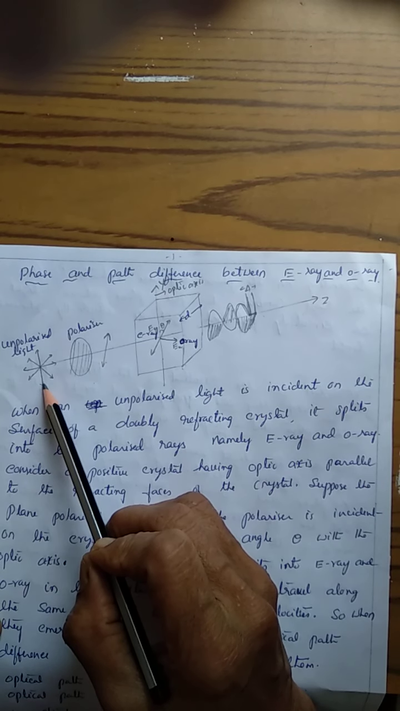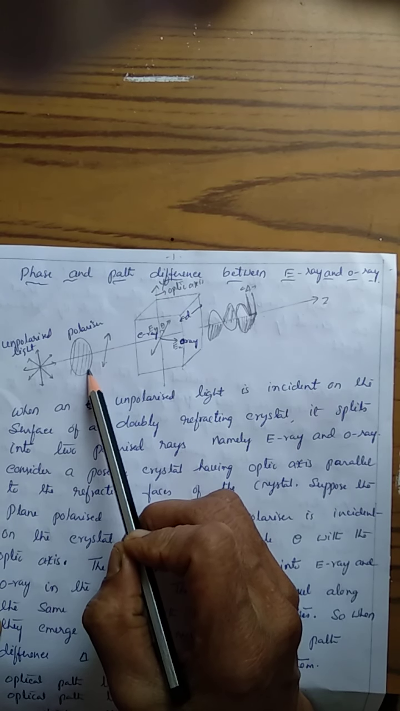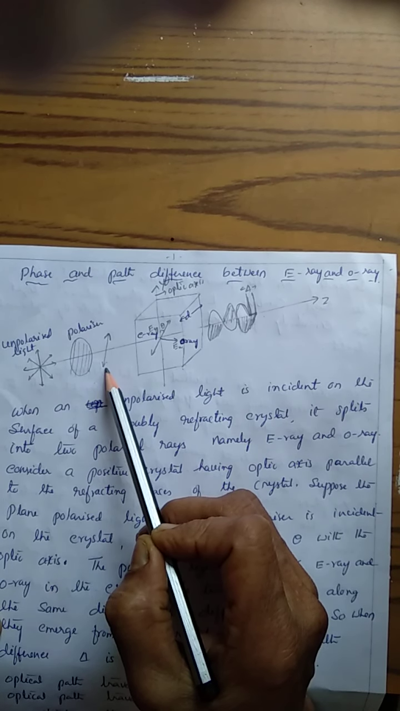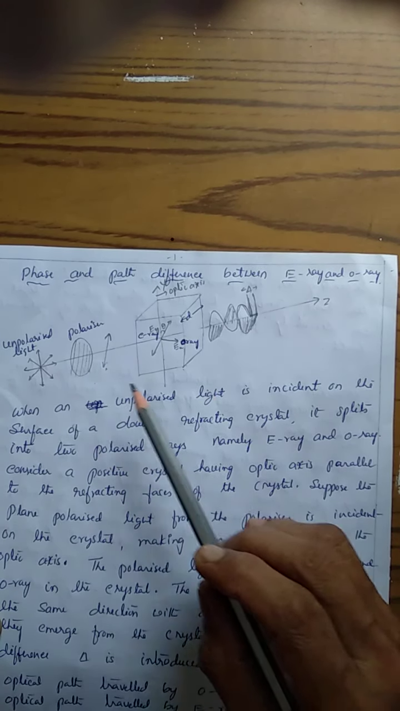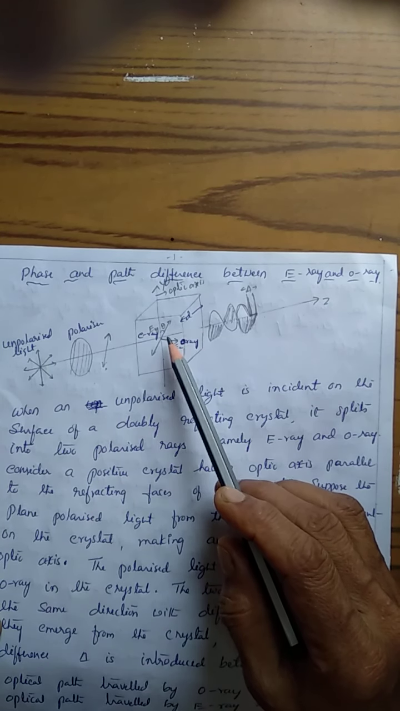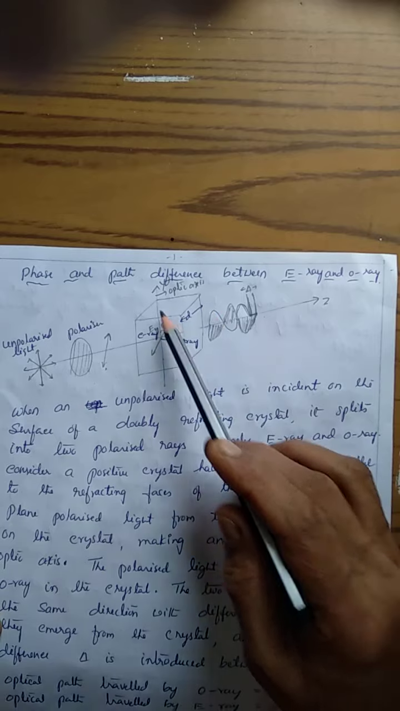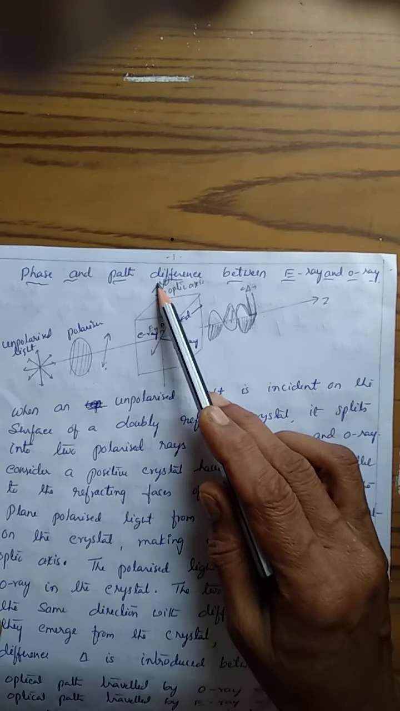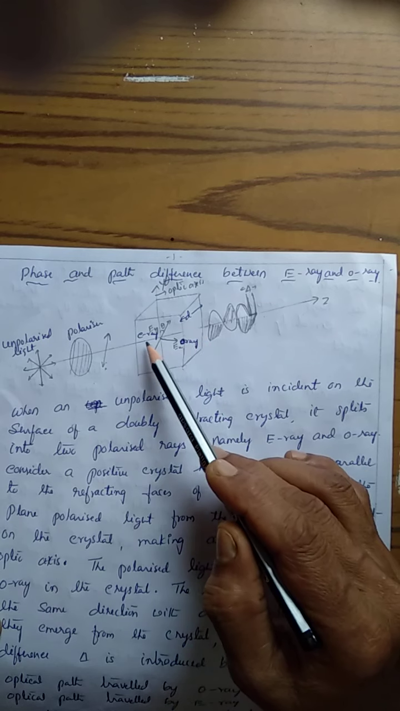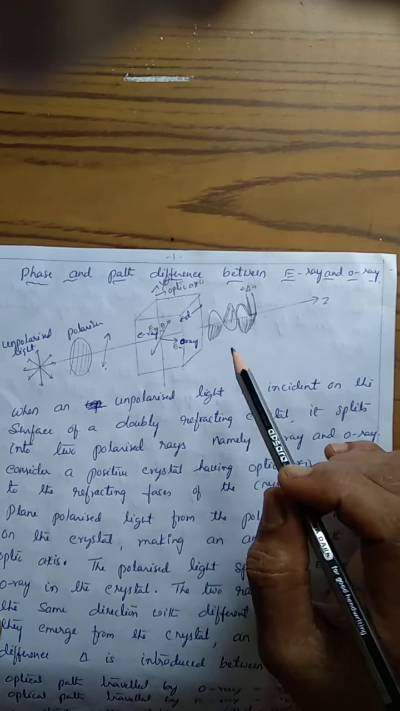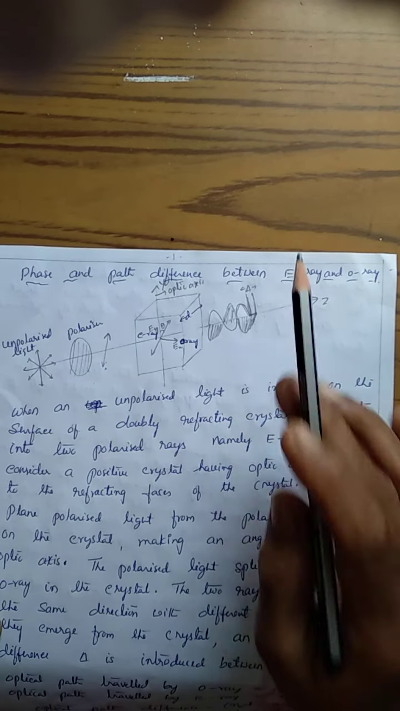Here unpolarized light is made to pass through a polarizer, so a plane polarized beam is produced. This plane polarized beam is made to fall on the crystal, making an angle theta with the optic axis. See here, the crystal is having the optic axis parallel to the refracting faces. These are the refracting faces.